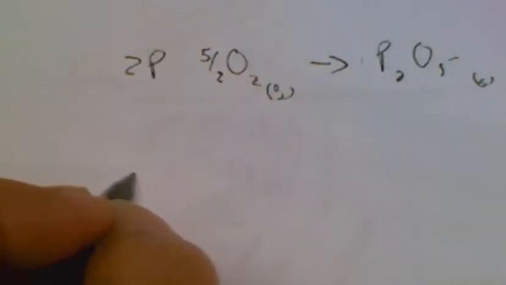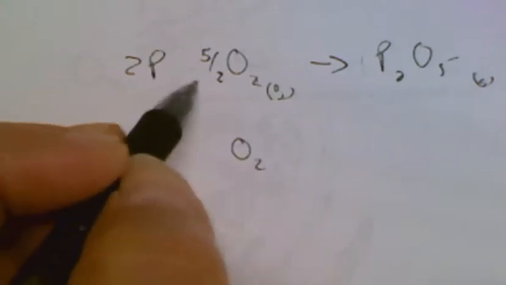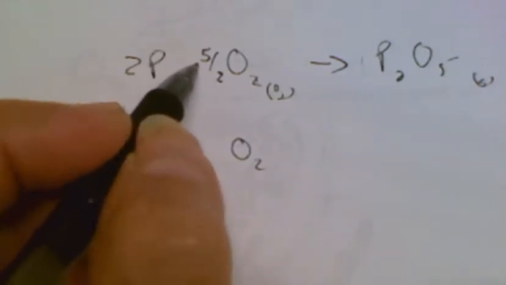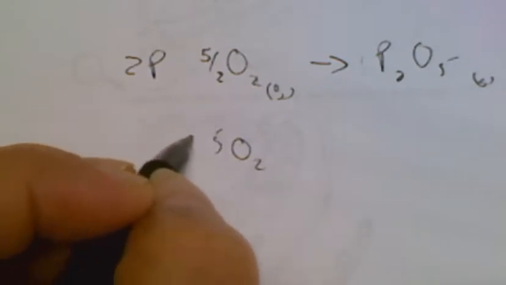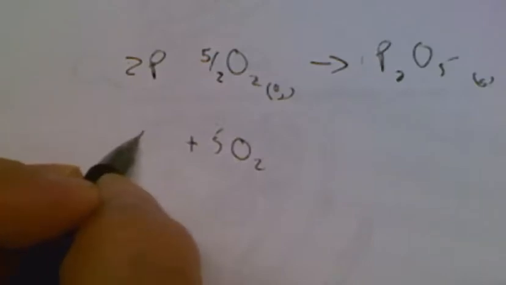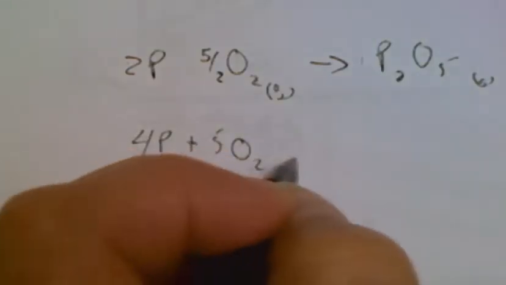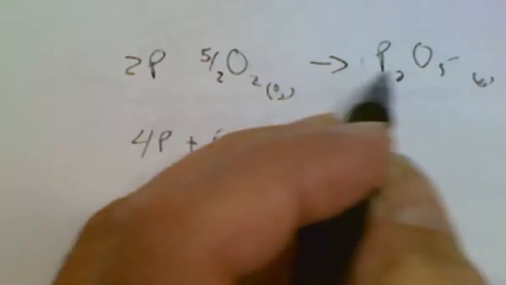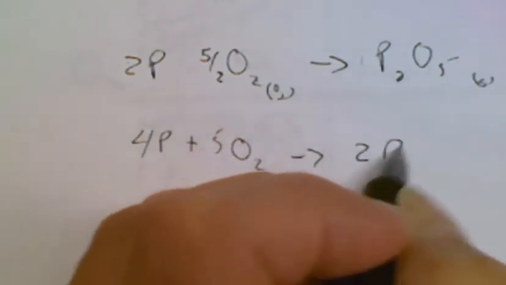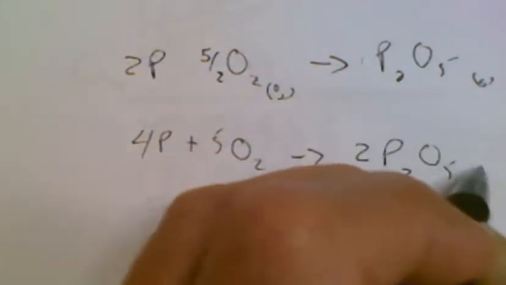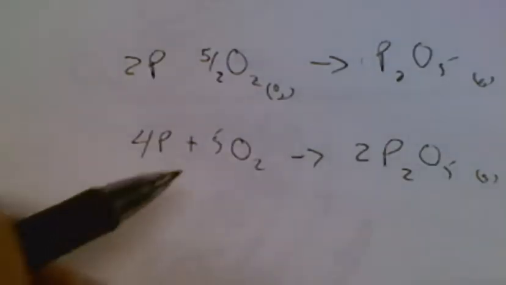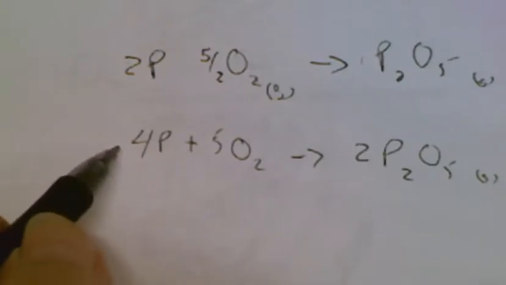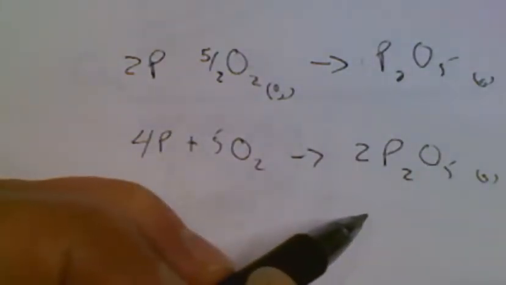So we're just going to rewrite this. If I multiply 5 halves of oxygen by 2, I'm going to end up with 5 of those guys. And if I multiply my 2 phosphorus by 2, I'm going to end up with 4 of those guys. And then on this side, I'm going to multiply all of this by 2. So it's 2 times P2O5, and that's going to be a solid again. And now I have my balanced equation. And what I've done is I've done a formation reaction of diphosphorus pentoxide.